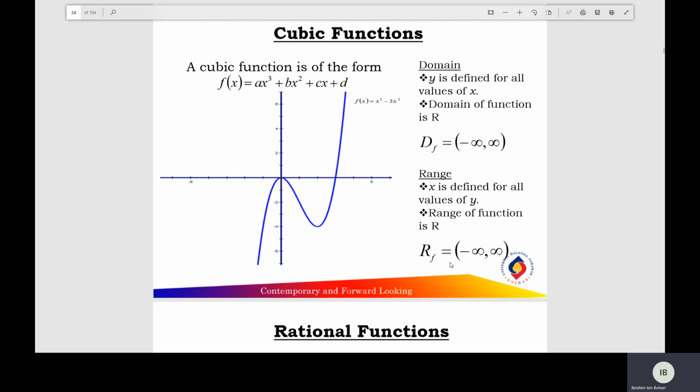Okay, cubic function, f(x) equals ax cubed plus bx squared plus cx plus d. The domain of the cubic function is defined for all the values of x, negative infinity to positive infinity. And the range of the cubic function is all the real numbers.